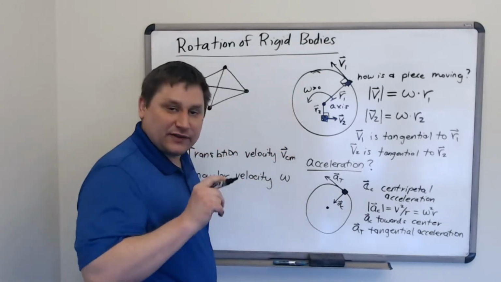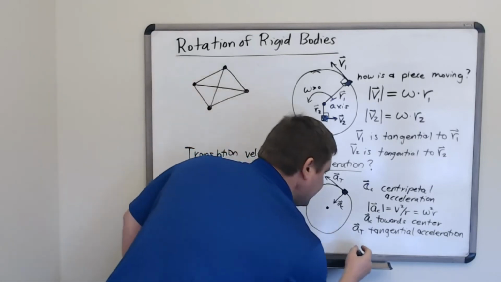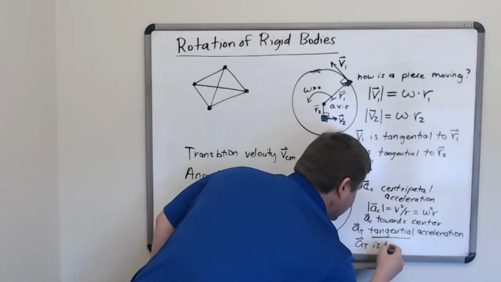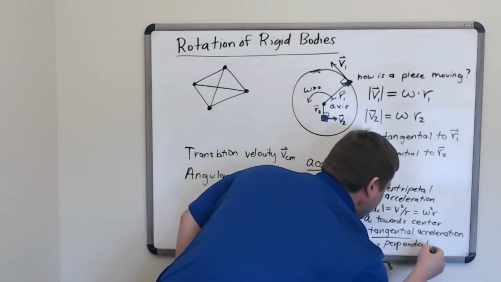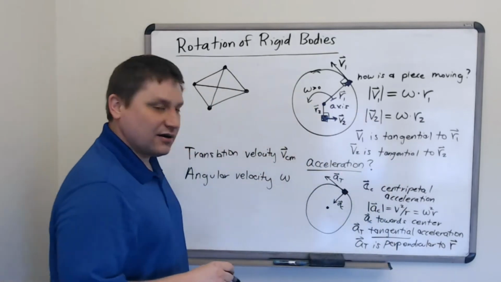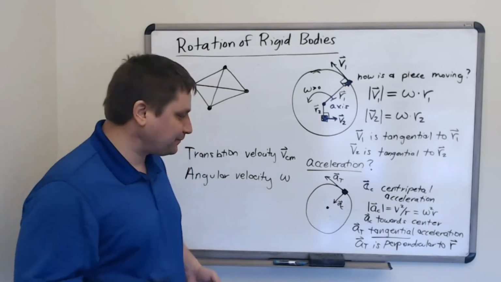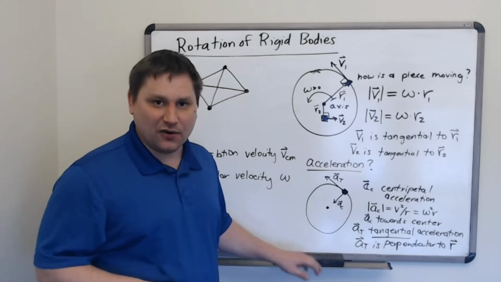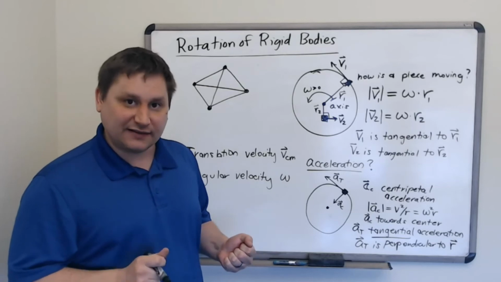What we do know about the tangential acceleration is that it is in a tangential direction. So AT is perpendicular to the position vector that goes from the axis to that piece. Okay, so there are these two types of acceleration now for an object that rotates and also might change its rotation rate at the same time.